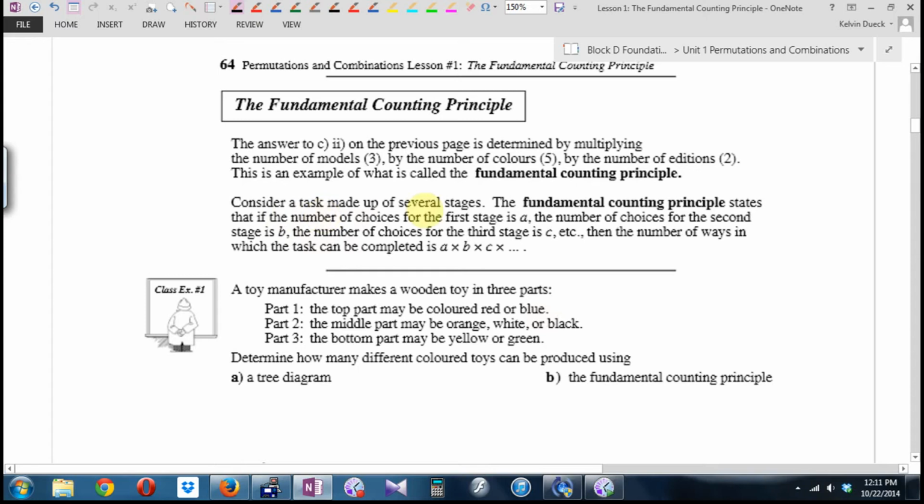It says, consider a task made up of several stages. The fundamental counting principle states that if the number of choices for the first stage is A choices, and the number of choices for the second stage is B choices, and the number of choices for the third stage is C choices, etc., you multiply them. The answer is going to be A times B times C times D times E times F, etc.